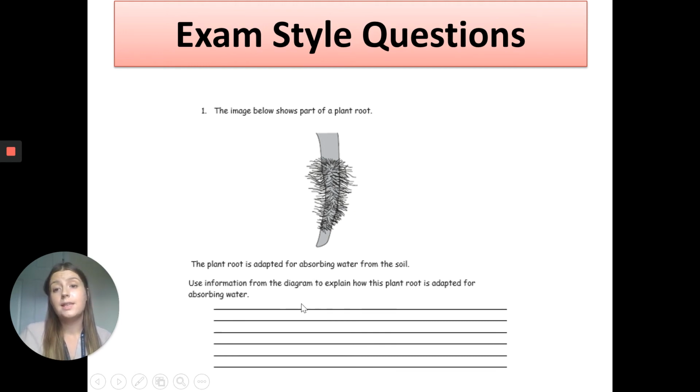Now, if it's saying use information from the diagram, it's only asking you to refer to what is in front of you. Okay, so for example, you wouldn't be talking about a large vacuole because here you can't see a large vacuole. So what can you see in that diagram that is going to be helpful for absorbing water? Okay, so 3 marks, let's say 3 minutes. So if you pause your video.